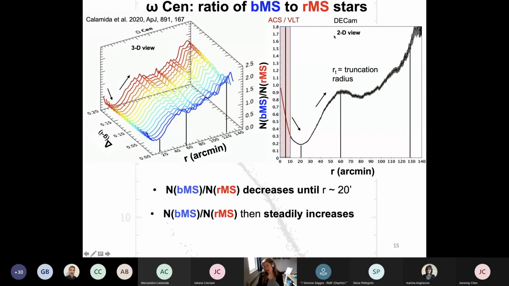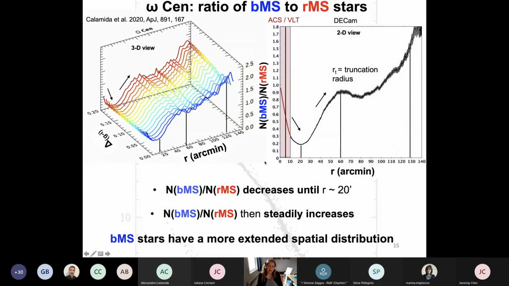It's easier to visualize this in 2D. These are the results from ACS and VLT for the central part of the cluster, while in our case we start from 10 arc minutes with DECam. You see the ratio starts to decrease up to 20 arc minutes. Before, we didn't have any data for this region of the cluster, and now we have it. And we can see that this ratio is actually increasing, very steeply, up to what was before the truncation radius, so 1 degree. Then it flattens out and then increases again towards the outskirts of the cluster.